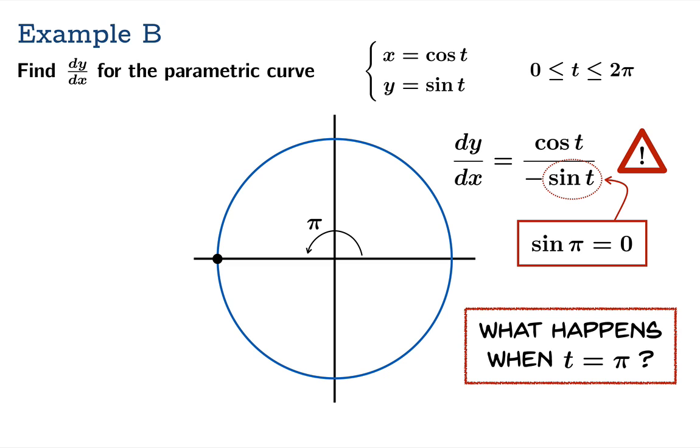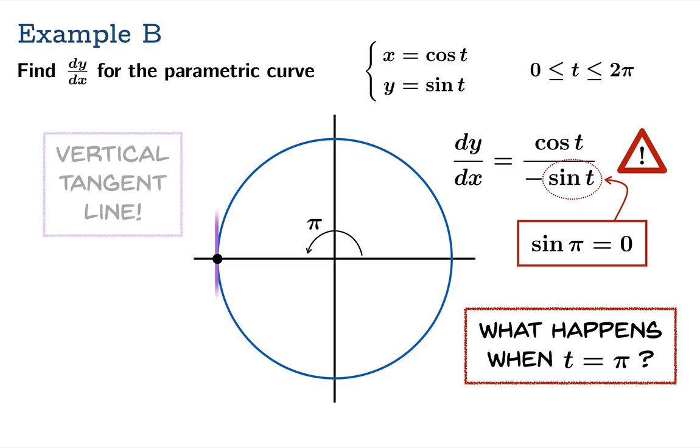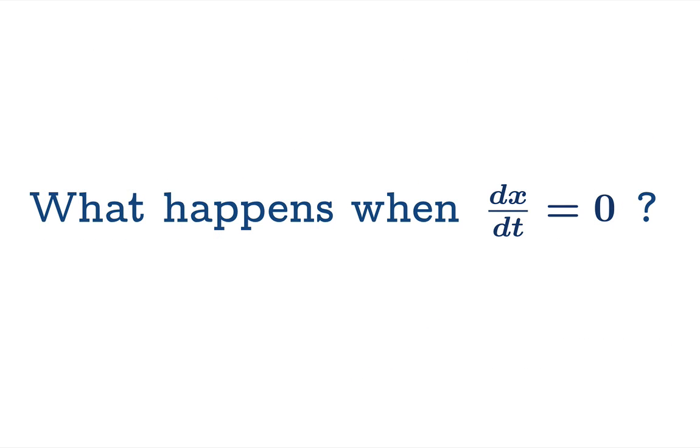It's pretty clear in this picture that the tangent line is vertical. And it makes sense that the formula for dy/dx should be undefined because a vertical line has an undefined slope. And so the fact that the formula breaks down seems to be quite natural in this case. But it does lead us to the general question, what does happen when dx/dt is 0? How are we supposed to handle such a case?